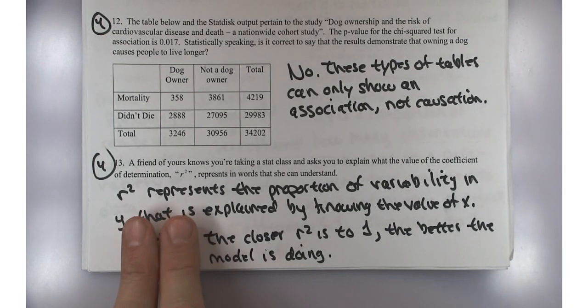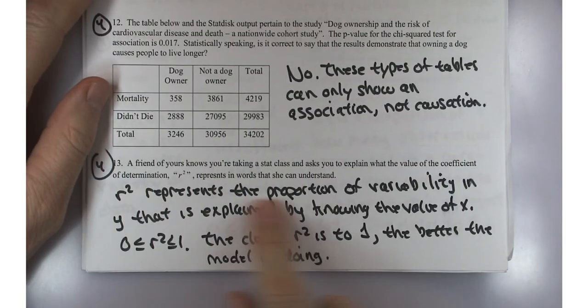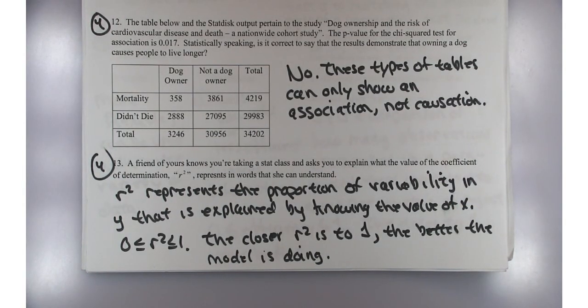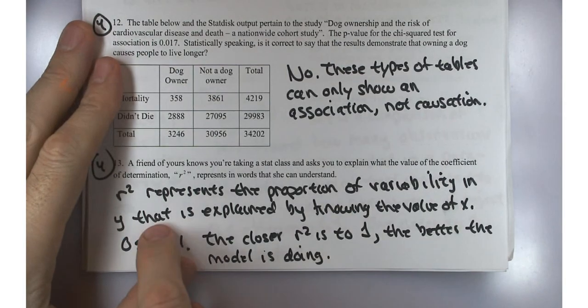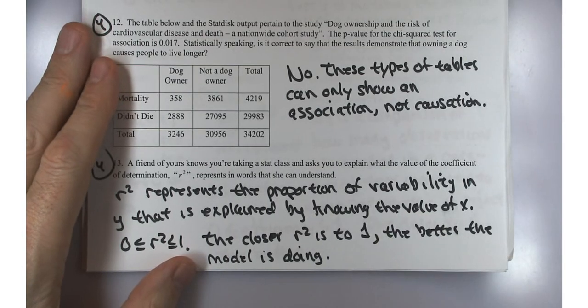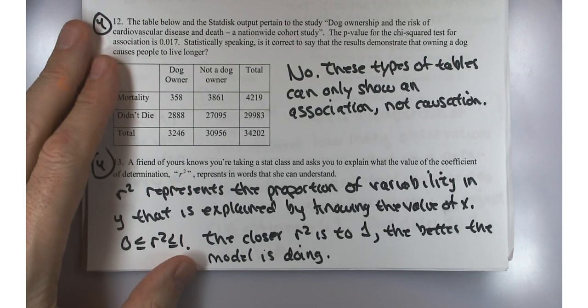Value of R squared. The value of R and R squared, you should know what they represent. Here's a nice wordage for the value of R squared, the coefficient of determination. It represents the proportion of variability in y that is explained by knowing the value of x. Basically, how good is your model doing? It's not talking about the strength of the linear relationship anymore. That's the value of r. It's just saying, how good is your model doing?